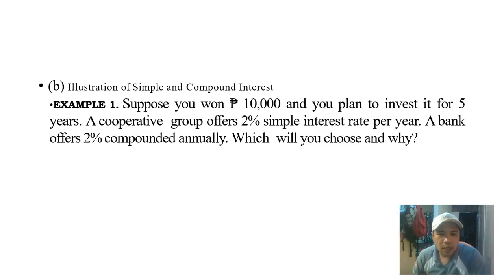Okay, so we have an example of simple and compound. Suppose you won 10,000 pesos and you plan to invest it for 5 years. A cooperative group offers 2% simple interest rate per year. A bank offers 2% compounded annually. Commonly sa banko is 2% ang ino-offer. So which will you choose and why?